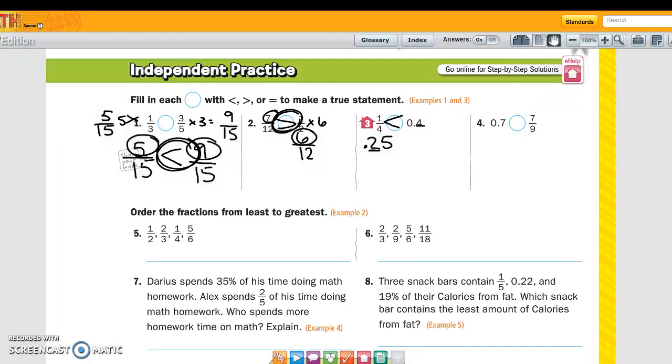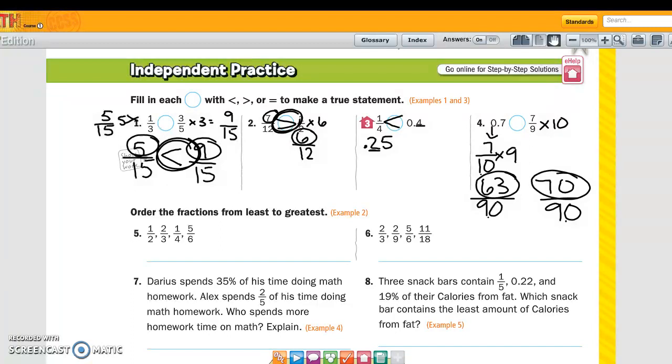We have 7/10 right there and 7/9. We need to figure out what that is. I'm going to change 7/10 into 7 over 10. Now, this denominator is 10 right here. This one's 9. I know that if I multiply this one by 9, I get 63 over 90. If I multiply this one by 10, I'll get 70 over 90. So I have a common denominator now. So all I have to do is look at these top numbers. 63 is less than 70.